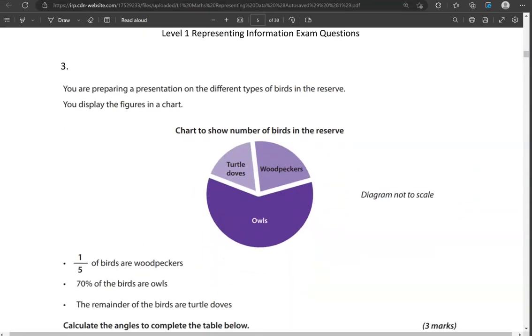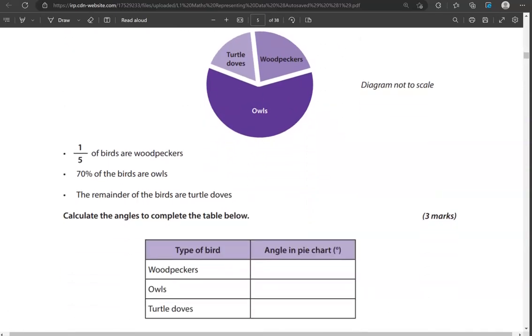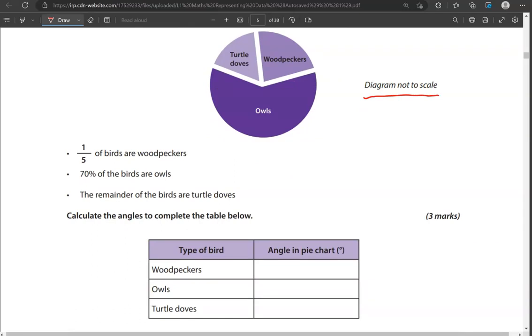We are preparing a presentation on the different types of birds in the reserve. You display the figures in a chart. 1/5 of birds are woodpeckers, 70% of the birds are owls, the remainder of the birds are turtle doves. Calculate the angles to complete the table below. The diagram is not to scale, so that tells us that we shouldn't try to measure the angles ourselves. We need to work this out.